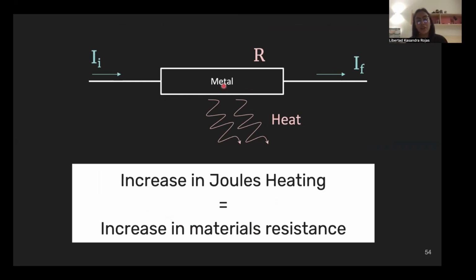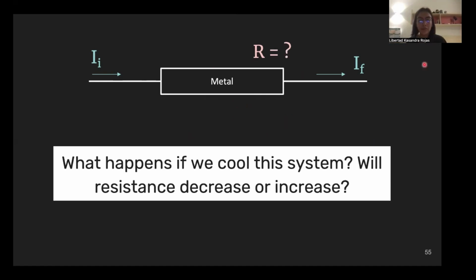You can think of it this way: the more heat there is, the more the atoms of the metal are going to vibrate. The more they vibrate, the more collisions there are going to be, so the harder it's going to be for the current to pass through this metal. Now I've talked about heating this metal, but what happens if we actually cool the system? Will resistance decrease or increase? Remember, we are cooling the system.